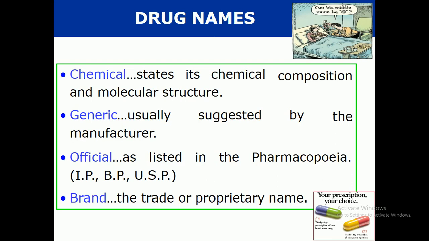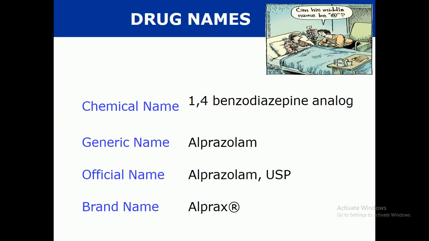Brand name is also called trade name, or proprietary name. Look here, these are the drug names. The chemical name, for example, of the drug alprazolam, which we know is an antipsychotic agent, is 1,4-benzodiazepine analogs. This is the chemical name.